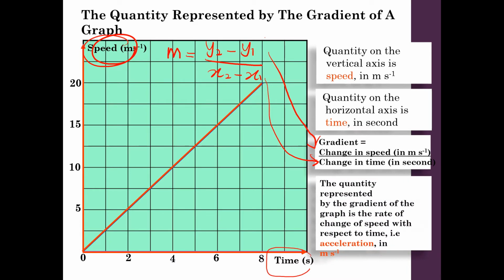And as we recall the formula, we know that the quantity represented by the gradient is the rate of change of speed, or in other words, acceleration, pecutan. Rate of change of speed is the same as acceleration. Kadar perubahan laju adalah sama dengan pecutan. So the gradient for this graph means that we are going to find the acceleration, or if we get negative values, that means we are going to find deceleration.